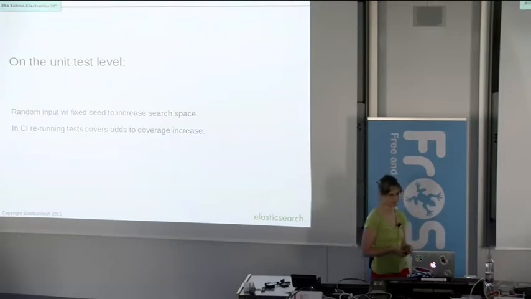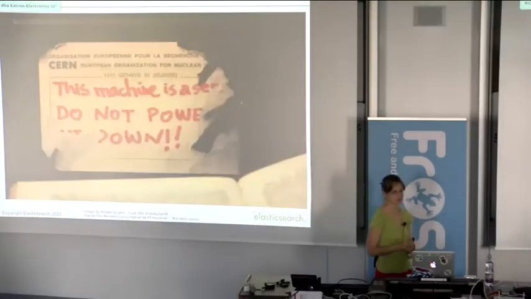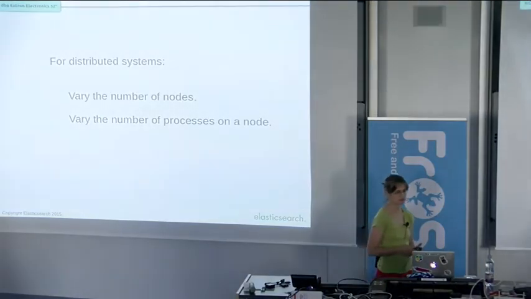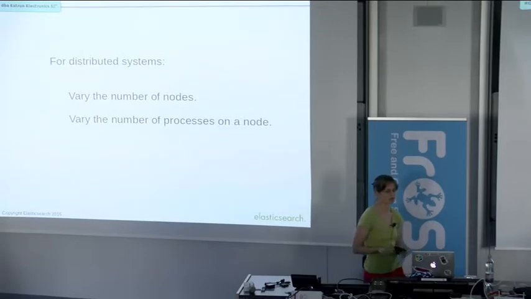Okay, so that's the unit test level. At Elasticsearch, we went one step further, because so far we only looked at unit tests. Can we cover even more? Of course we can cover even more. If you think about coding in Java, your clients may run with different JVMs, for instance, or they may run with different JVM optimization parameters. And if you have a distributed system, you may even want to vary the number of nodes that your system runs on. You may want to vary the number of processes on each of these nodes.